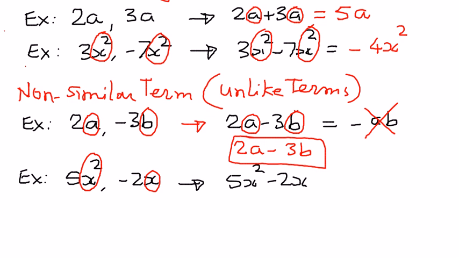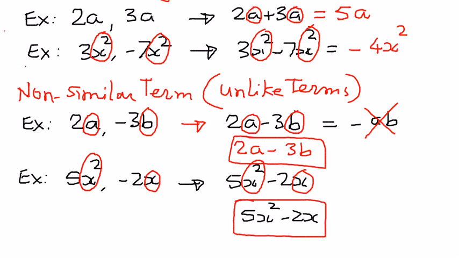As long as these variable terms are different, we cannot combine them, and therefore we're going to write our answer as 5x to the power of 2 minus 2x, and we're going to leave it here. This is our answer. We will use the terminology of similar terms and non-similar terms, and then try to explain some more examples related to how to simplify variable expressions. We will see that in our next presentation.